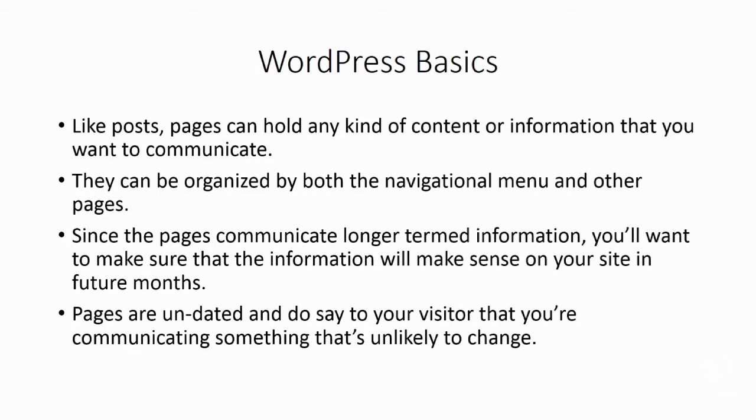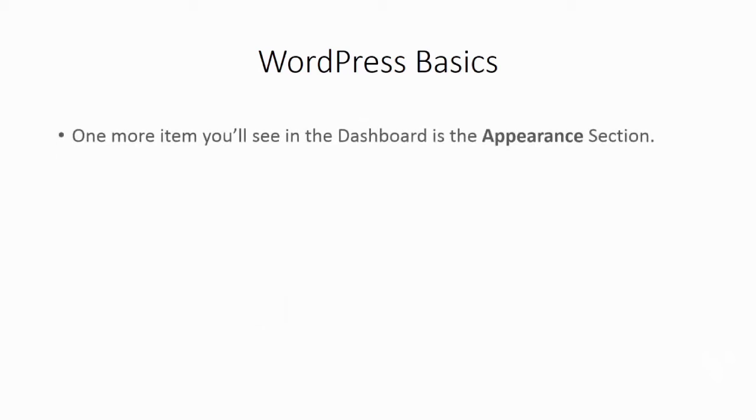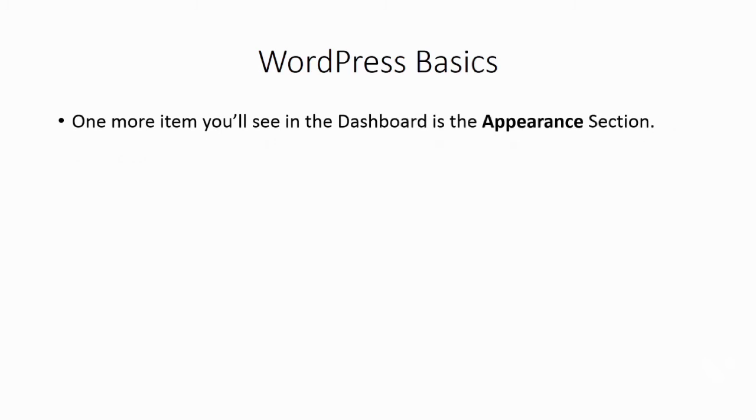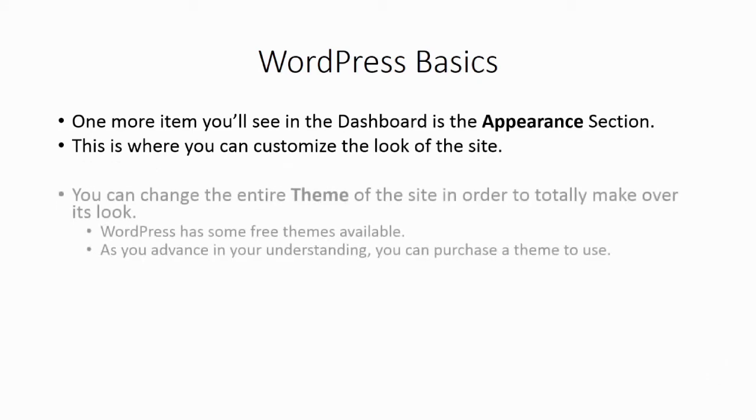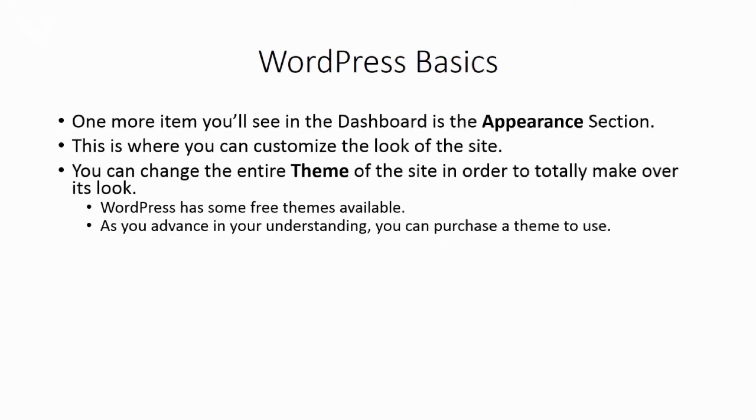Another item you'll see in the dashboard is the Appearance section. Now, this is where you can customize the look of the site. You can change the entire theme of the site in order to totally make it over and change its look. Now, WordPress does have some free themes available, and as you advance in your understanding of WordPress, you can purchase a theme to use.